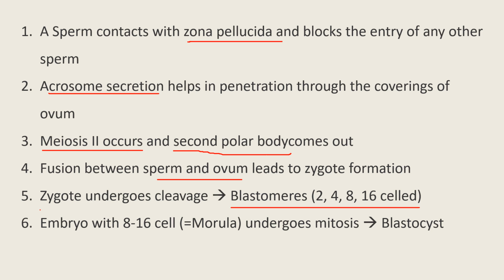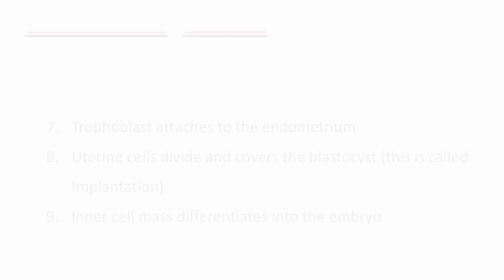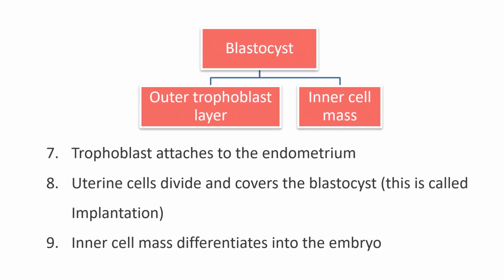Embryo with 8 to 16 cells is known as morula. It undergoes mitosis and forms blastocyst. The blastocyst has two layers: the outer trophoblast layer, that is sticky, and the inner cell mass. Trophoblast is the outer layer, it's sticky, and it is supposed to get attached to the endometrium so that implantation can take place. Uterine cells divide and cover the entire blastocyst.